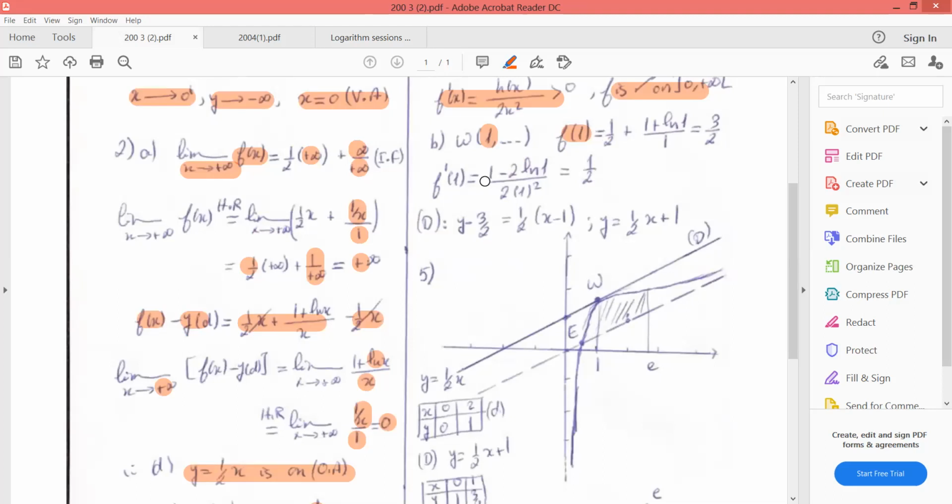To find the slope, I calculate f prime of 1. We replace x by 1 in the derivative. So we get y minus yW equals slope, which is half, times x minus xW. Then y equals half x plus 1. Any questions about the equation of the tangent?